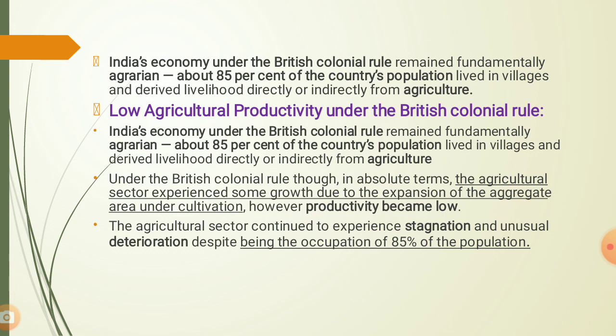Under the British colonial rule, the agriculture sector experienced some growth due to an expansion of the aggregate area under cultivation. Although the agriculture sector during the colonial rule was almost stagnant, and there was little sign of change in its aggregate output, whatever changes there were came only from the expansion of the aggregate area under cultivation. However, the overall productivity of the agriculture sector remained low.